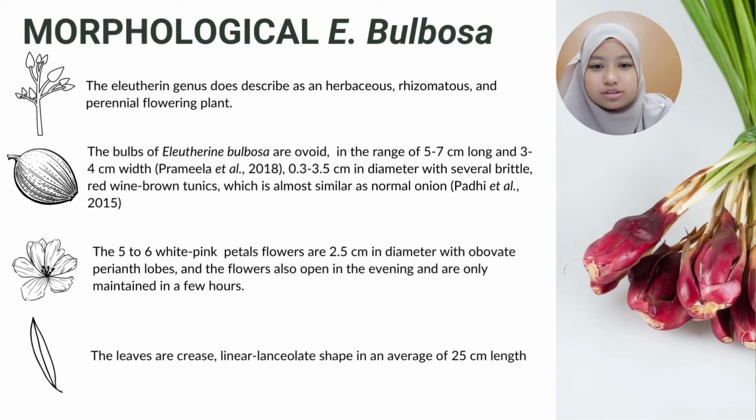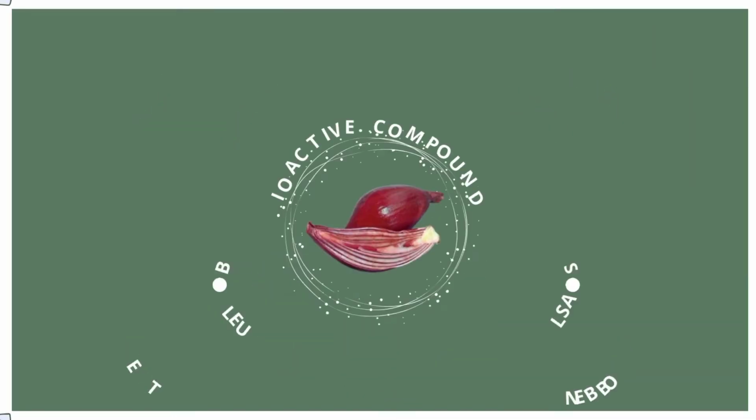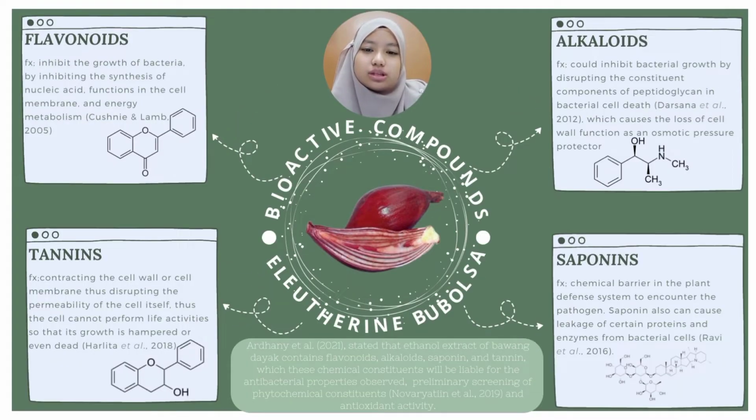A herbaceous Eleutherine genus plant has red-white tunics, several bitter bulbs which are almost similar to onions, crisp linear lanceolate leaves, and 5 to 6 petals of white-pink flowers which open in the evening and only last a few hours. In 2021, Ardani stated that E. bulbosa ethanol extract does contain flavonoids, alkaloids, saponins and tannins, which are liable for antibacterial testing, phytochemical screening, and antioxidant activity.